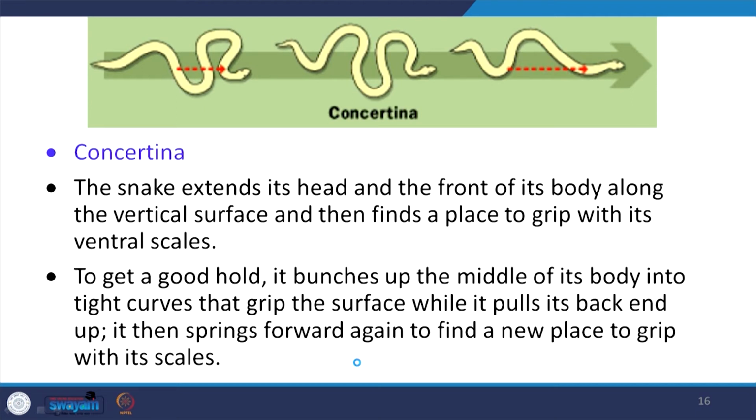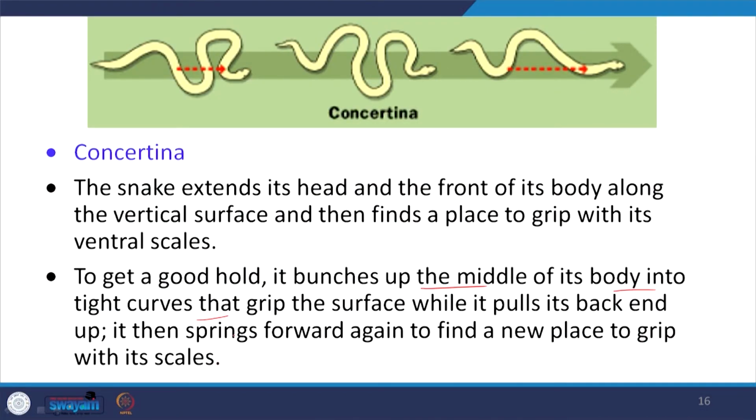head and the front of its body along the vertical surface and finds a place to grip with its ventral scales. To get a good hold, it bunches up the middle of its body into tight curves, as you can see over here, that grips the surface while it pulls its back up. It then springs forward again to find a new place to grip with its scales. So, this is how the concertina gait works.